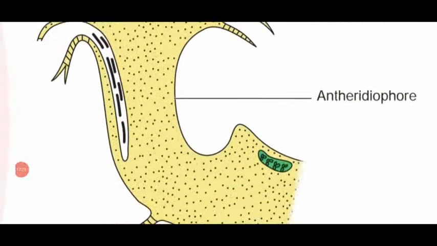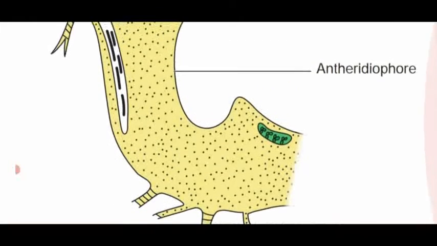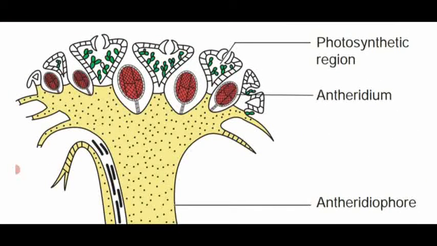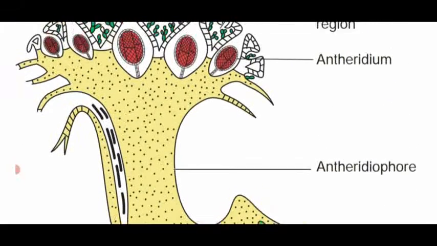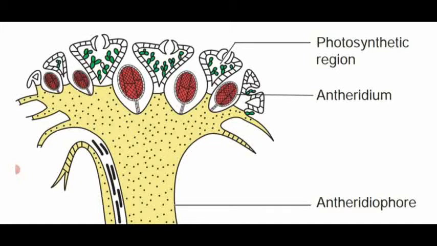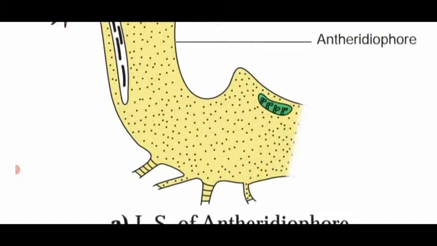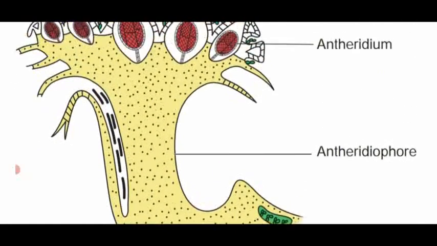Dear students, this is the longitudinal section of antheridiophore. That means a stalk of a male sex organ. So this is the antheridiophore, a slender stalk-like structure which produces antheridium, which is red in color. See the shape of the antheridium, known as tennis racket. A small stalk with an oval-shaped structure at the tip is known as the tennis racket shape of antheridium, which produces biflagellate, what is that one? Antherozoid.